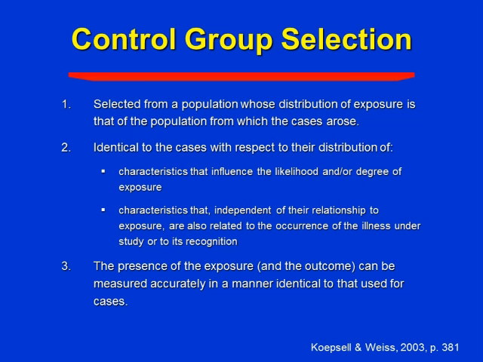And the best example of that is that if you're looking at a study of sexually transmitted infections, a group of nuns would not be a good control group because nuns are celibate and they will never be exposed to a sexually transmitted pathogen.